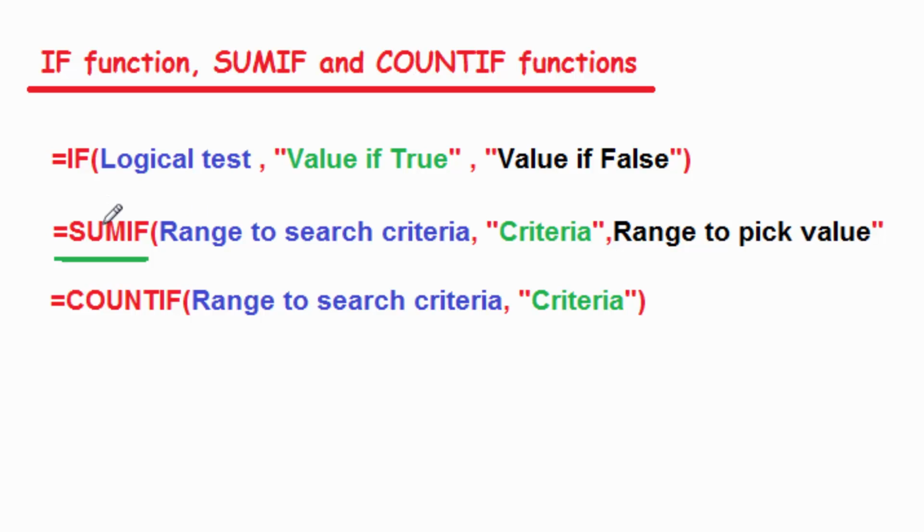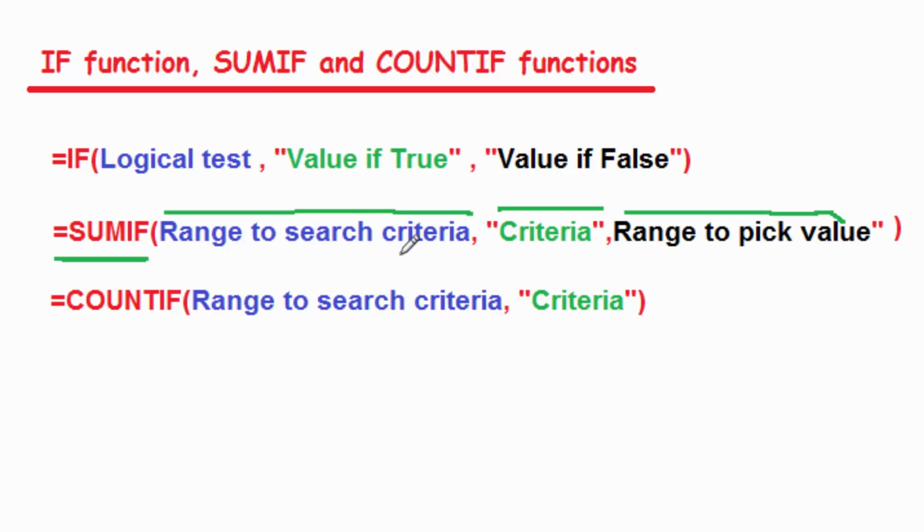We are adding values which meet a certain condition. If they don't meet that condition, we skip them, we don't put them in the totaling. So this SUMIF function has three parameters: the first one, the second one, and the third one.